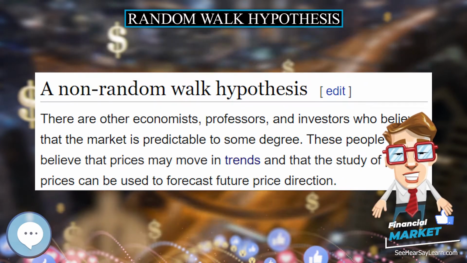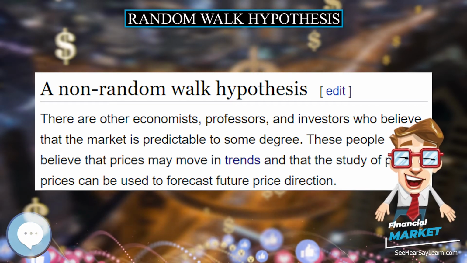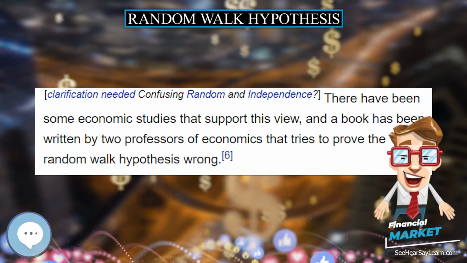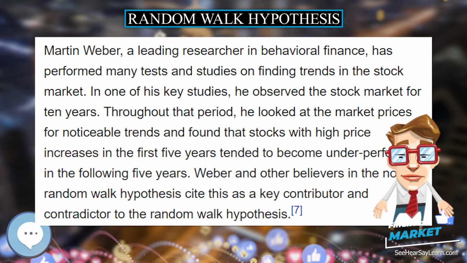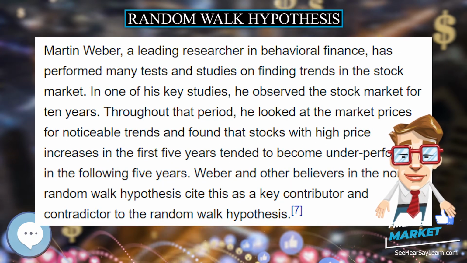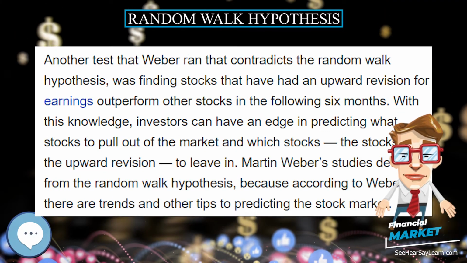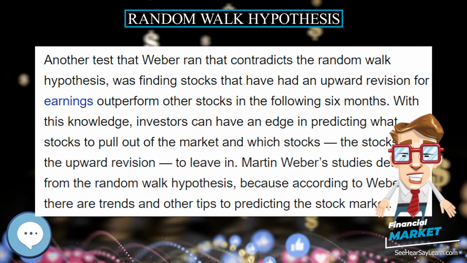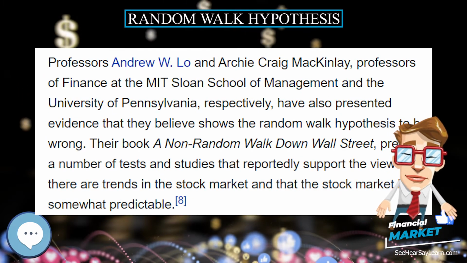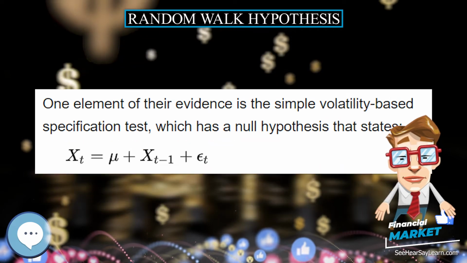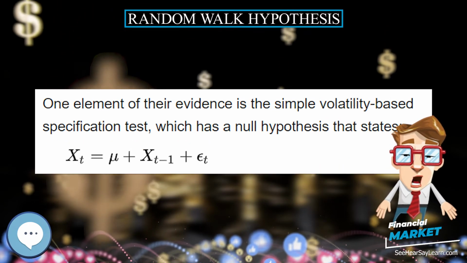Weber and other believers in the non-random walk hypothesis cite this as a key contradiction to the random walk hypothesis. Another test that Weber ran that contradicts the random walk hypothesis was finding stocks that have had an upward revision for earnings outperform other stocks in the following 6 months. With this knowledge, investors can have an edge in predicting which stocks to pull out of the market and which stocks, the stocks with the upward revision, to leave in. Martin Weber's studies detract from the random walk hypothesis, because according to Weber, there are trends and other tips to predicting the stock market.